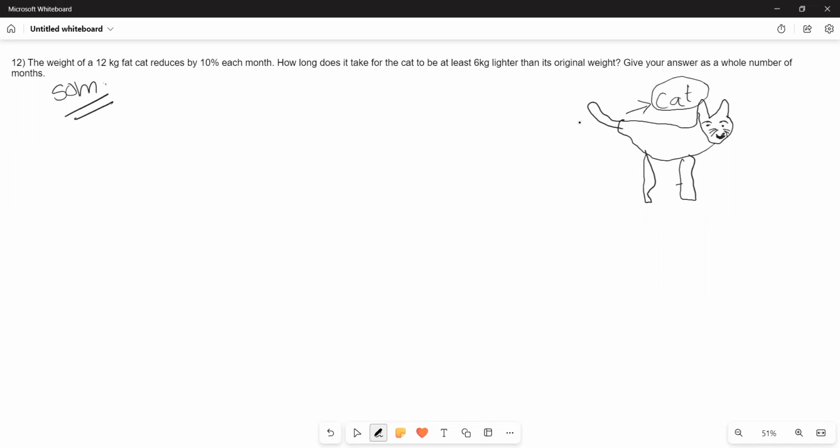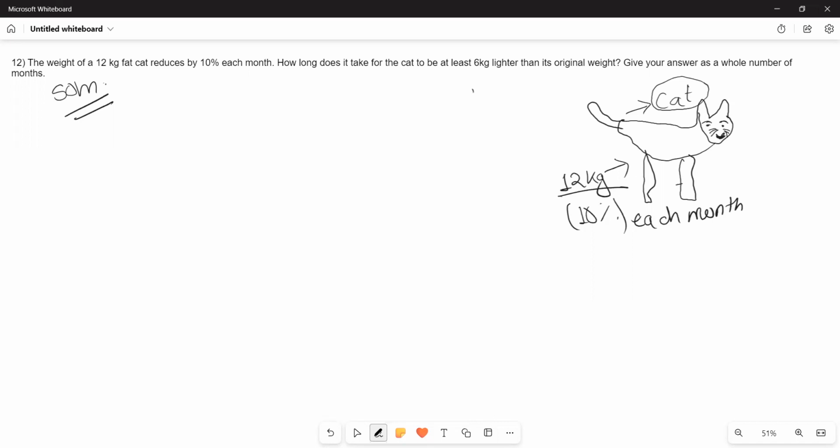So let us suppose this is the cat, and its weight is 12 kg. And what happens is it reduces by 10% each month. Every month, at the rate of 10%, the fat is decreasing from this 12 kg. Now look, how long does it take for the cat to be at least 6 kg lighter than its original weight, right?